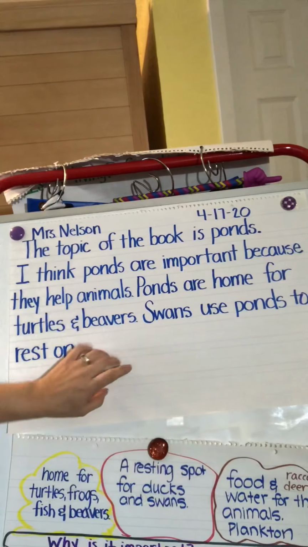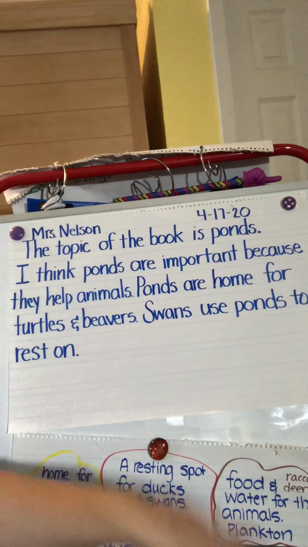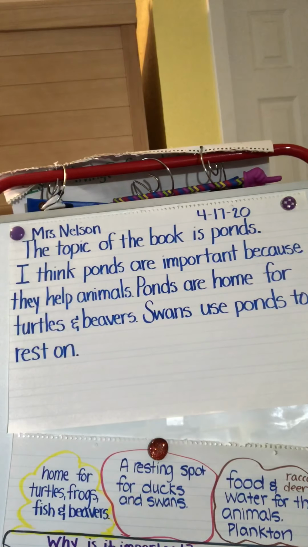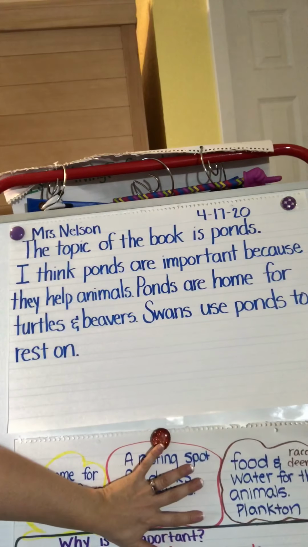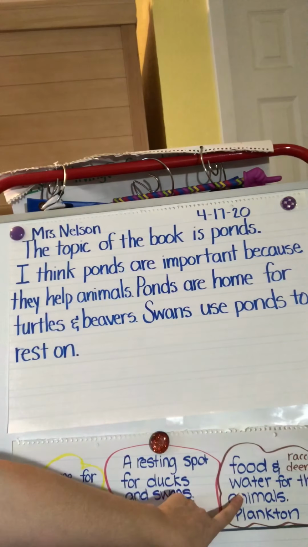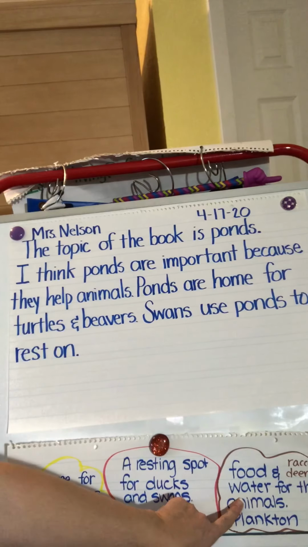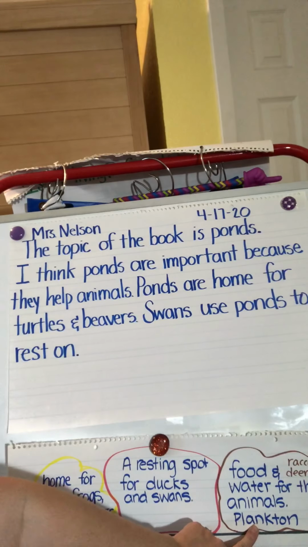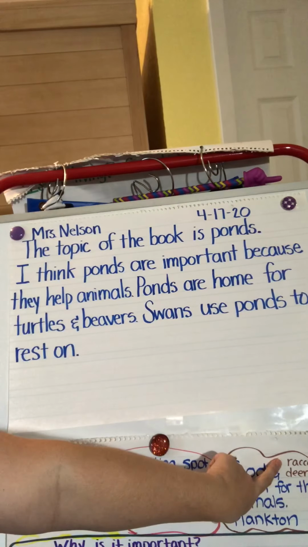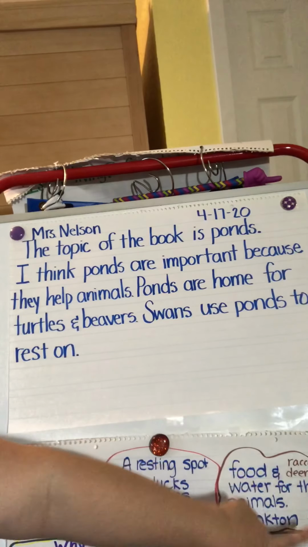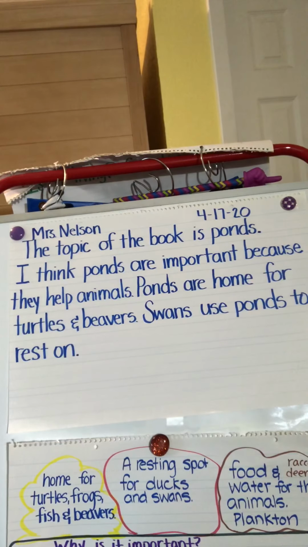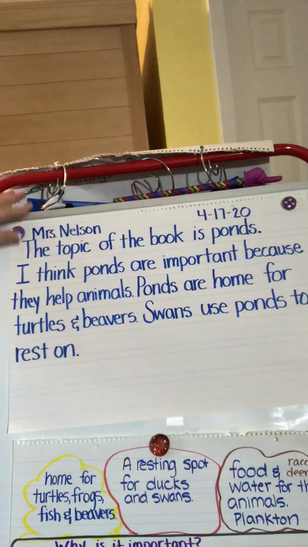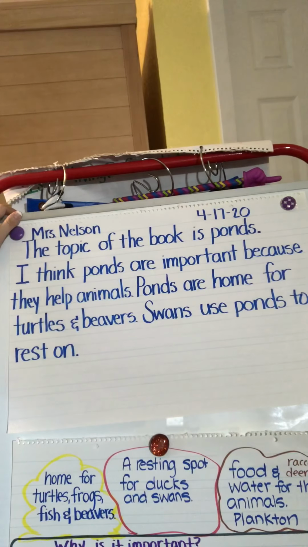All right, and I have enough room, so I'm going to go ahead and write my third example as to why I think ponds are important. And let's see, I'm going to go back and look at my graphic organizer, and we wrote, let's see, food and water for the animals. And then we got the word plankton, and then we wrote down some of the animals. Raccoons and deer use ponds to get food and water. So let's see, let's think about this and put this in a nice complete sentence.